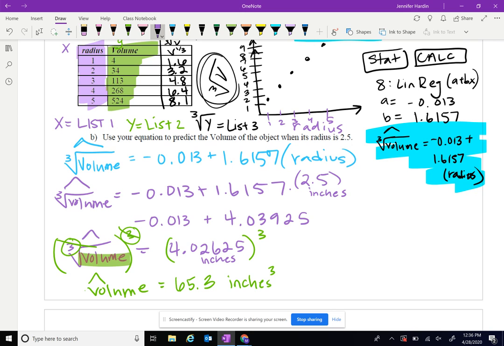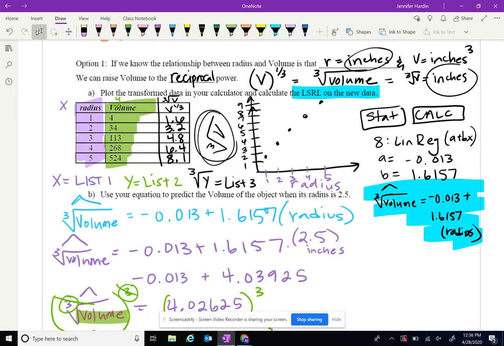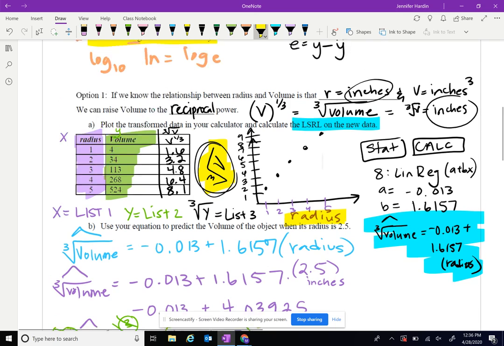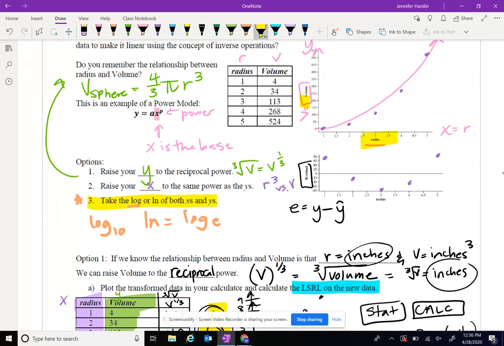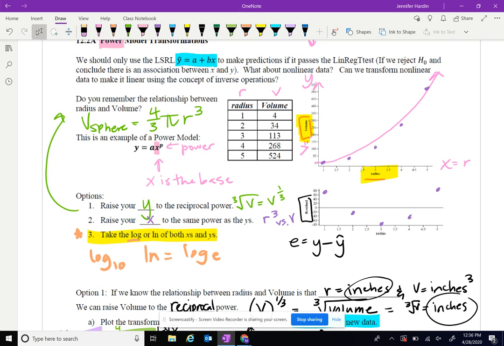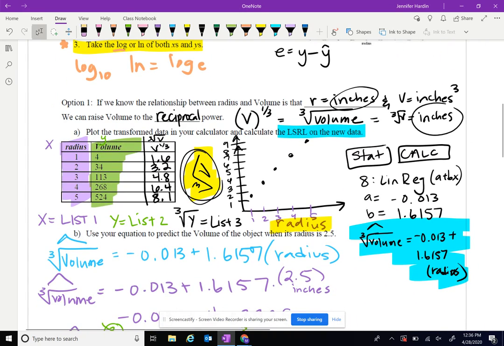Like they want you to be able to realize when you're reading these different axes, pay attention to what you're plotting, because if the original radius versus volume had some sort of curved pattern to it, you can't use linear regression as it is. So we did a transformation, and this first option, we raised our y to the reciprocal power so that both x's and y's were both inches. So then we had inches versus inches, and that came out to look linear.